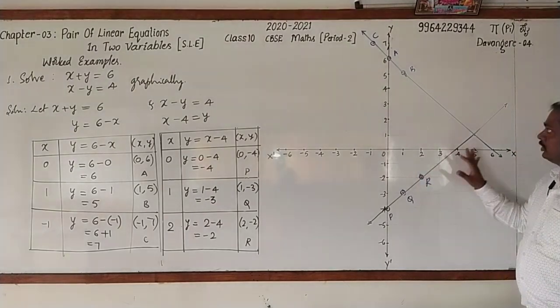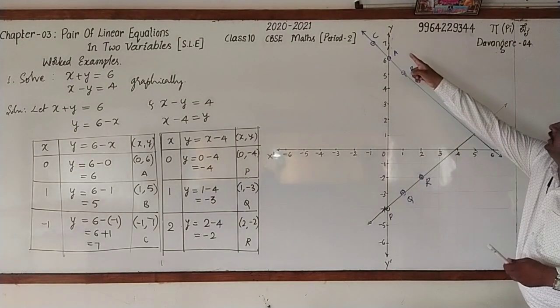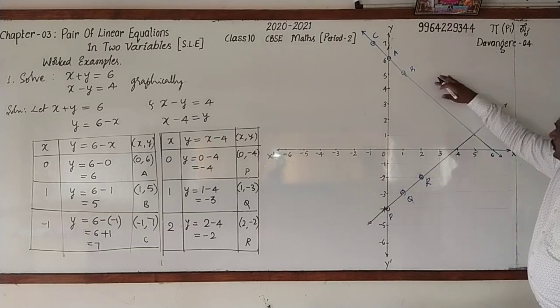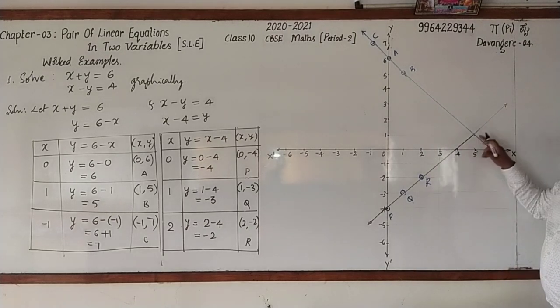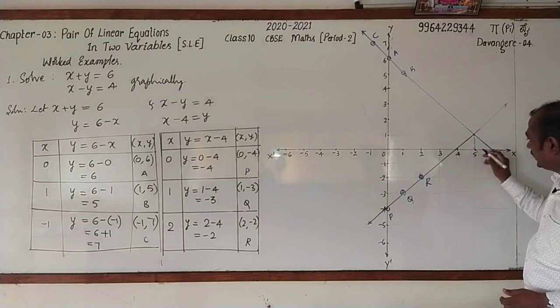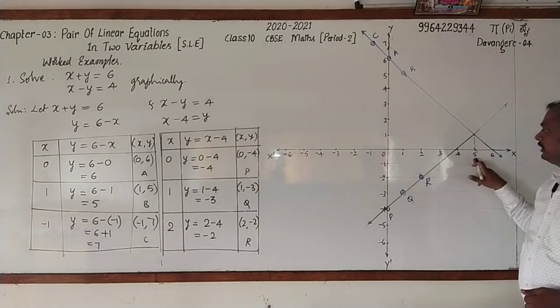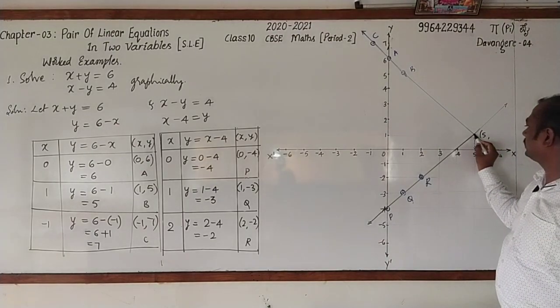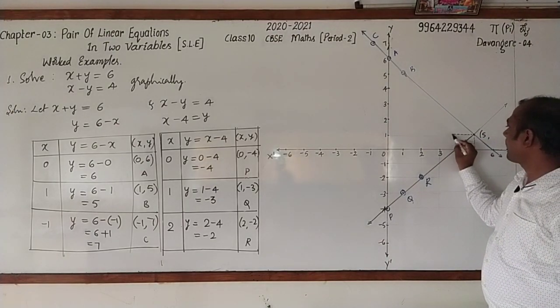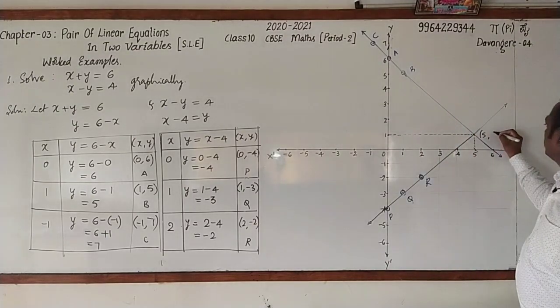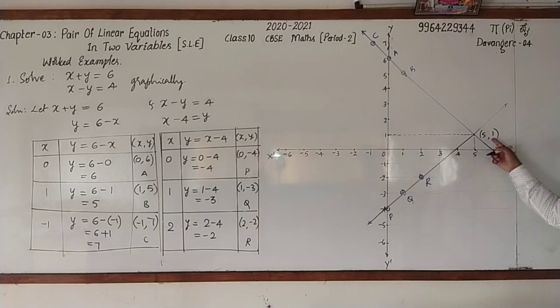Now we have marked all the points A, B and C. Then here P, Q, R. Both the lines are joined. So we have got 2 lines which intersect at a point. From this point I am going to draw a perpendicular to x-axis. So this is the value of x. So x is 5. And let us go for drawing perpendicular to y-axis. And this will be y. Y is 1. When x is 5, y is 1.